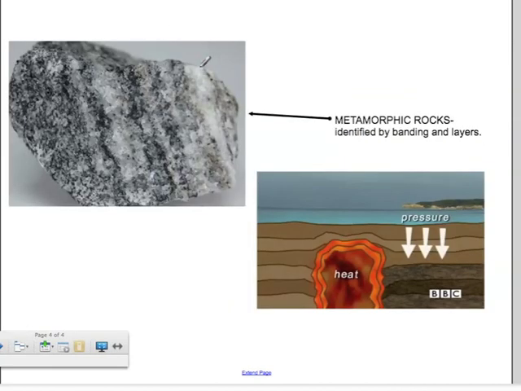Lastly, we have metamorphic rocks. Metamorphic rocks are identified by banding in layers. You can tell that this is a metamorphic rock because it has very significant examples of layering. As you can see, this layer is so much lighter than this darker layer over here.